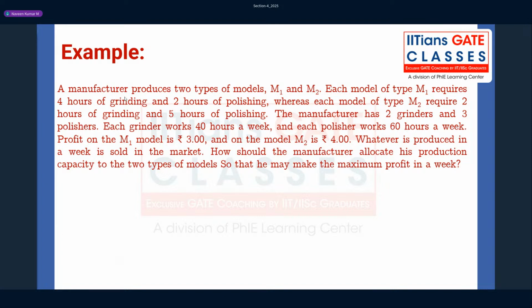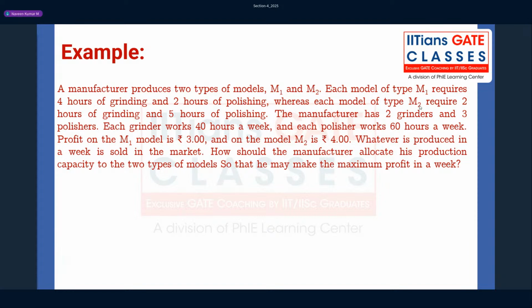A manufacturer produces two types of models, M1 and M2, maybe some car model or some kind of a model. Each model of type M1 requires 4 hours of grinding and 2 hours of polishing. So it means that models M1 and M2 both require these operations called grinding and polishing.